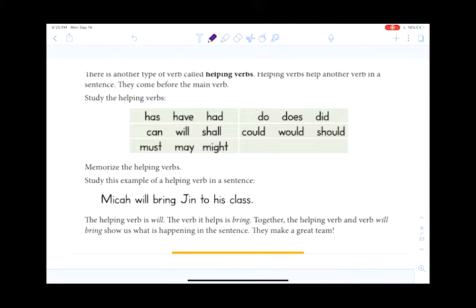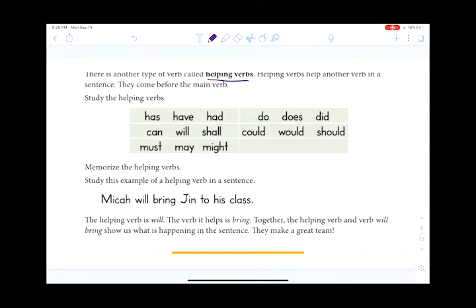Another type of interesting and necessary verb is called helping verbs. Helping verbs help another verb in a sentence. They usually come right before the main verb. Study the helping verbs in the chart and memorize them. An example is, Micah will bring Jin to his class.